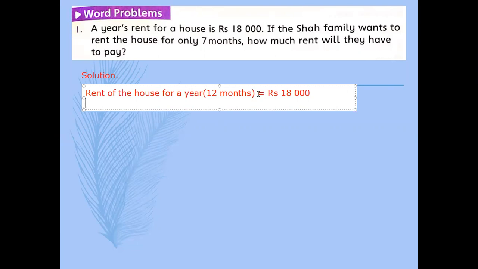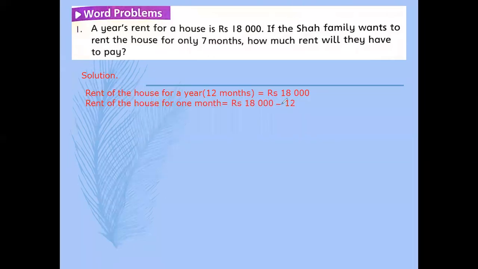And Shah family wants to rent that house for only 7 months. But how could we solve this? Yes, definitely we need to find out the rent for 1 month first. So rent of the house for 1 month. Okay. First we need to calculate this. So remember, for calculating the one, we need to divide. Yes. So we are going to divide 18,000 with 12. So I'm writing this division sign with my other pen. Okay. So 18,000 with 12.